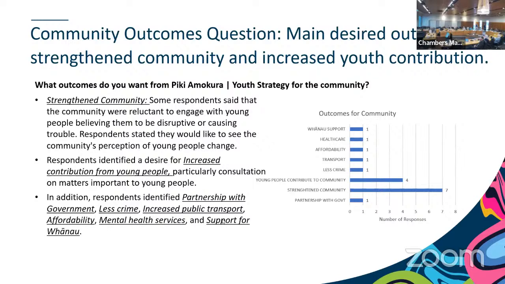And lastly, we asked you about what outcomes you wanted for the community. The main desired outcomes that you said were a strengthened community and increased youth contribution. So strengthened community, some of you said that the community were reluctant to engage with young people, believing that they were disruptive or causing trouble. And you stated that you would like this perception to change.